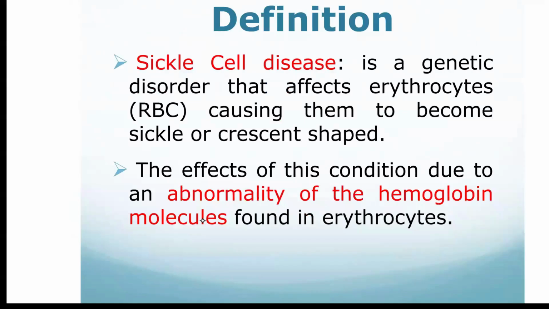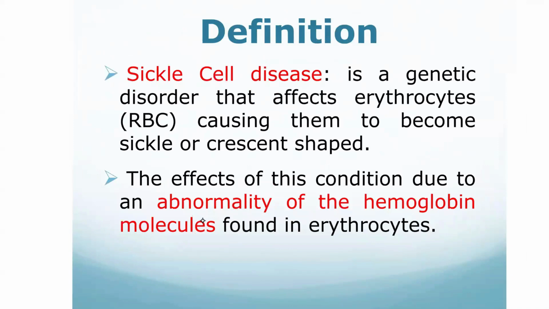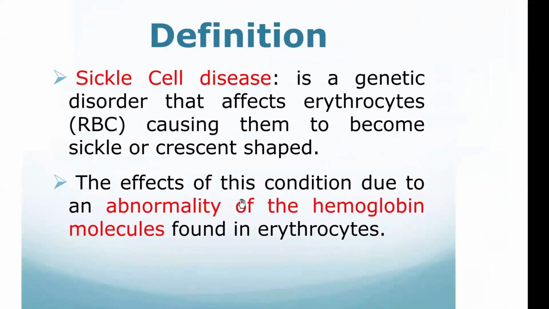The abnormality in the red blood cells is what actually causes sickle cell disease. The abnormality in the hemoglobin molecules found in the red blood cells is what affects the condition. That is the very important thing. So sickle cell disease is due to the abnormality of the red blood cell.